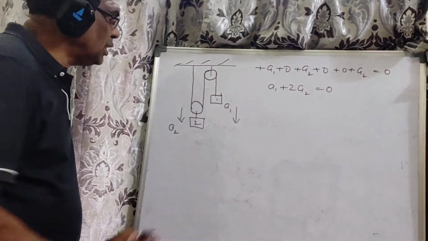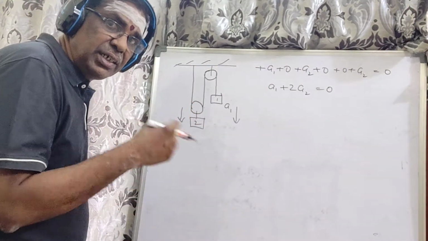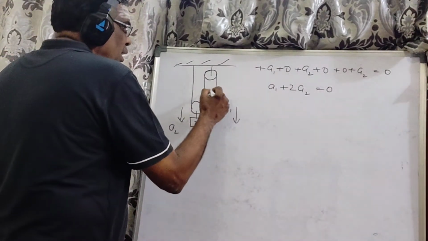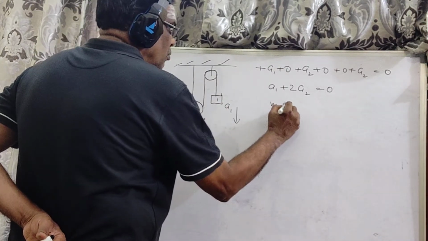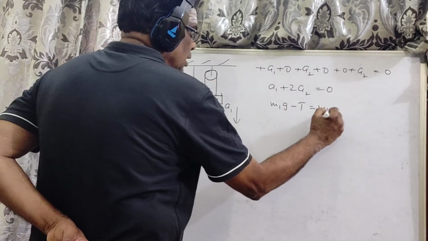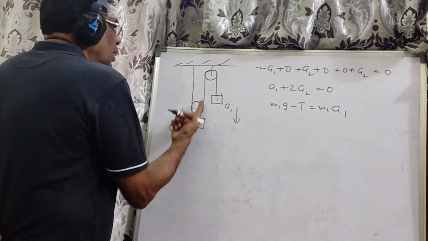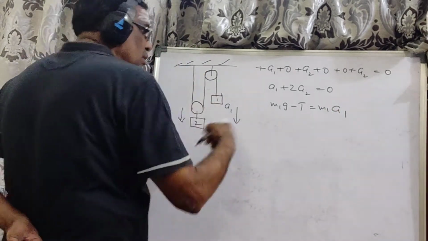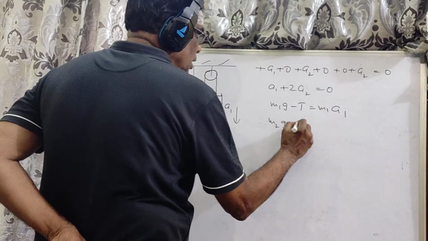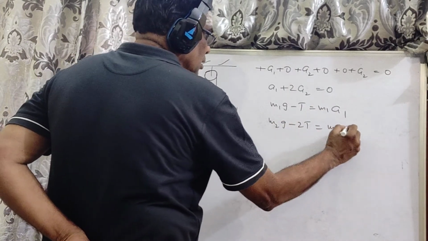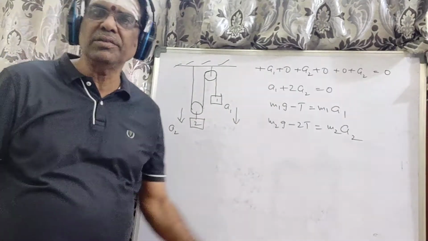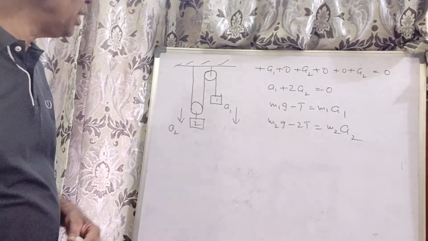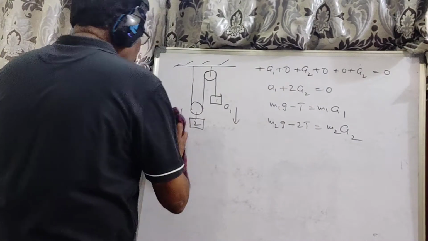How do you write the equation? I'll just write and leave it here. As I said, you can do it on your own. Same tension now. This is going down, therefore M1G minus T is M1A1. Here T, and 2G minus 2T is M2A2. So 3 equations, 3 variables. Now you can solve it, okay? Right.